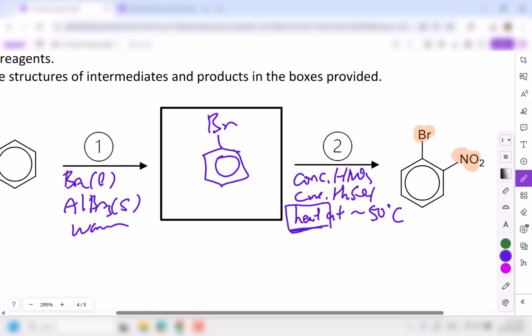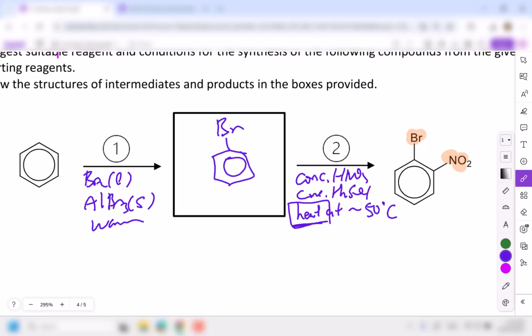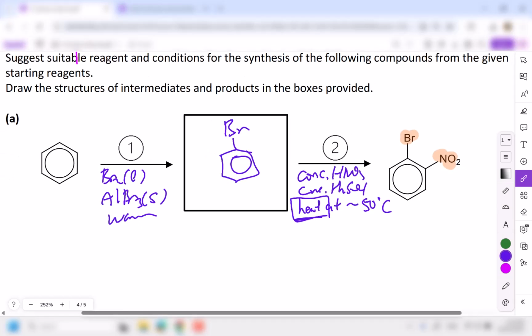Okay, why do I need to heat? Because Br is withdrawing, so it will make the reaction more reluctant to take place. So I will need to increase the temperature further. But the exact condition is not important here.